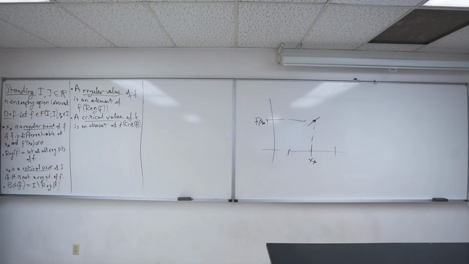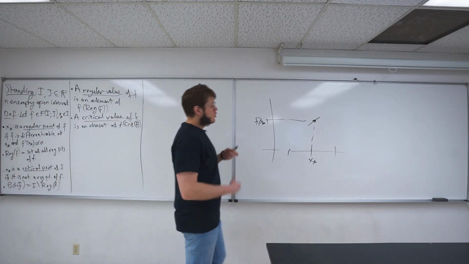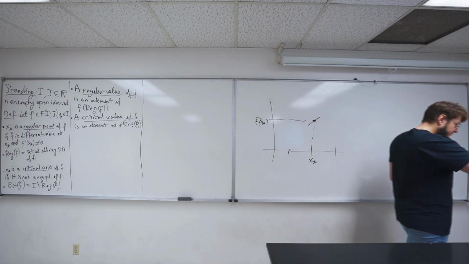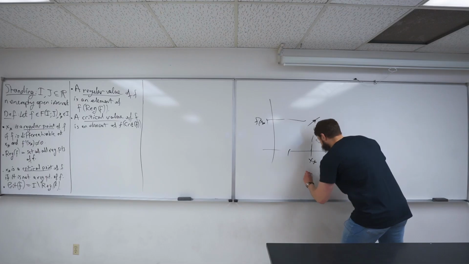Reg of f, this is not standard notation. There is not quite standard notation in this business. I just write it like this. Reg of f is the set of all regular points. And if a point is not regular, you call it critical. Meaning either the derivative doesn't exist at this critical point, or if it exists, it is 0. So this would be a regular point.